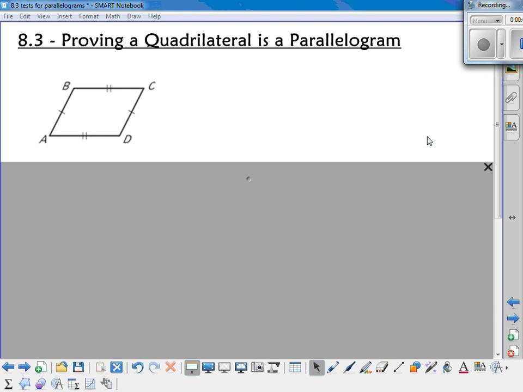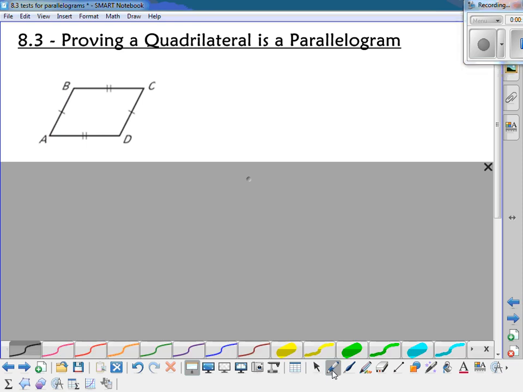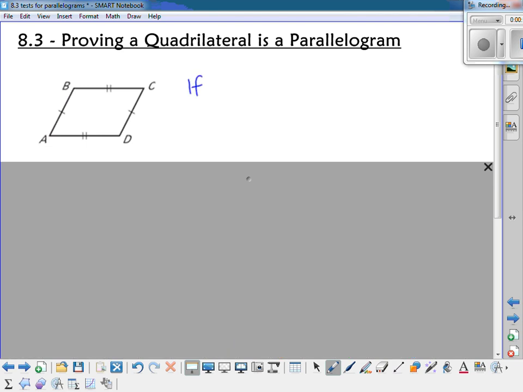This video will talk about how you can prove a quadrilateral is a parallelogram. So the first way that we can prove a quadrilateral is a parallelogram is if both pairs of opposite sides are congruent, then it's a parallelogram.